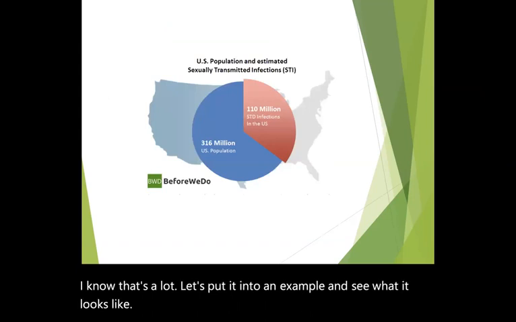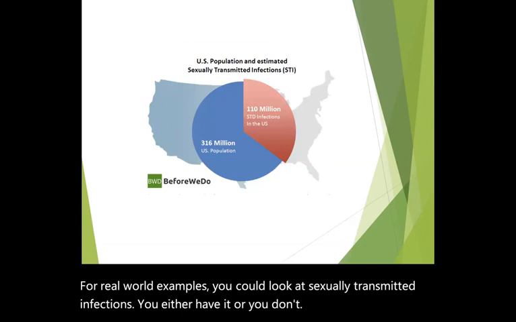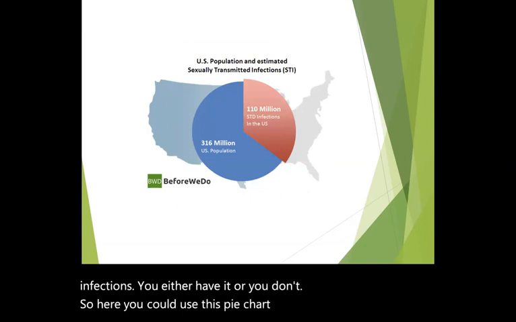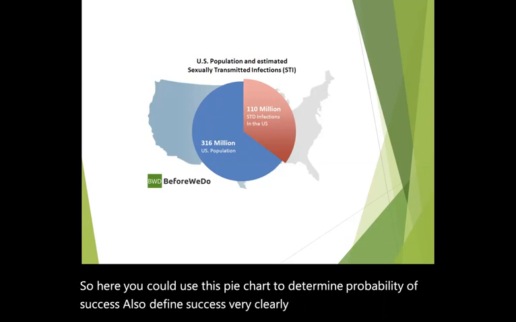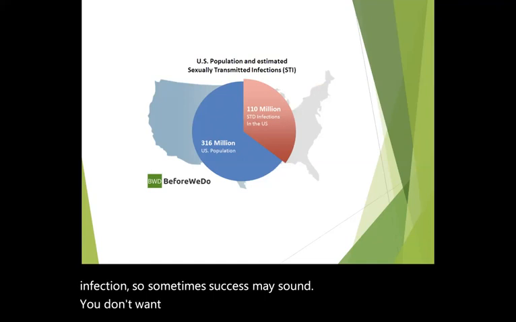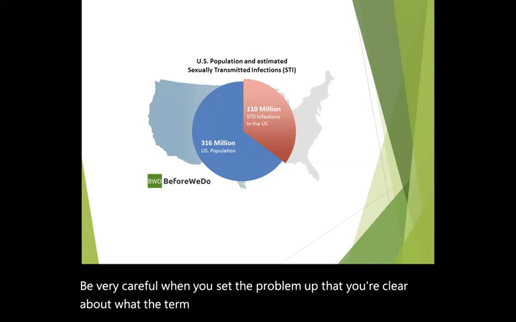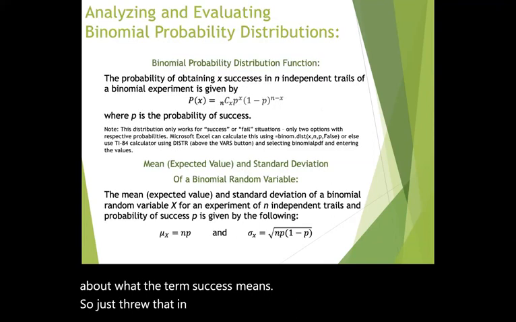For real world examples, you could look at sexually transmitted infections. You either have it or you don't. So here you could use this pie chart to determine the probability of success. Also define success very clearly. Is success not getting the infection? Sometimes success may sound like something you don't want. So be very careful when you set the problem up that you're clear about what the term success means. So I just threw that in there as a real world example.